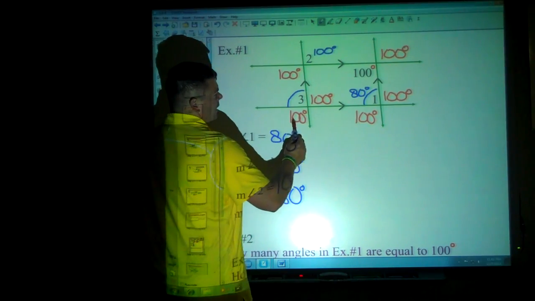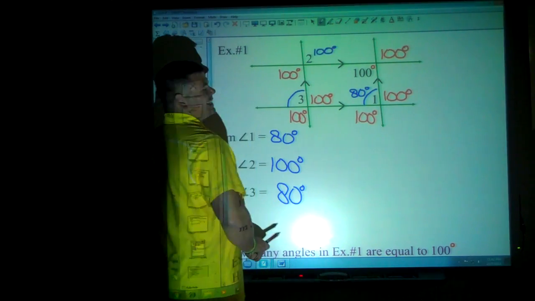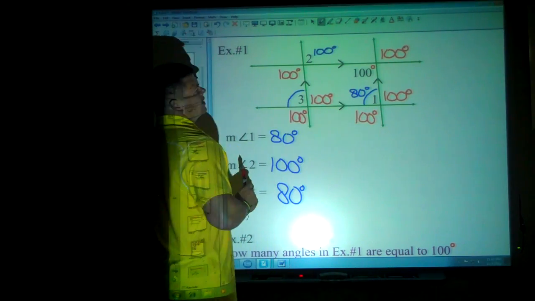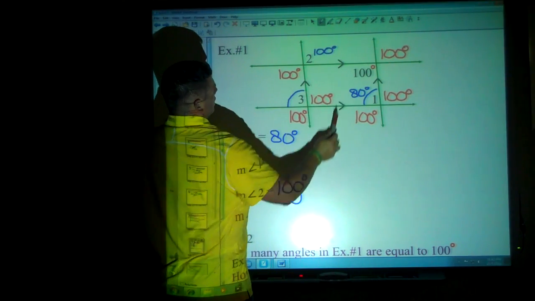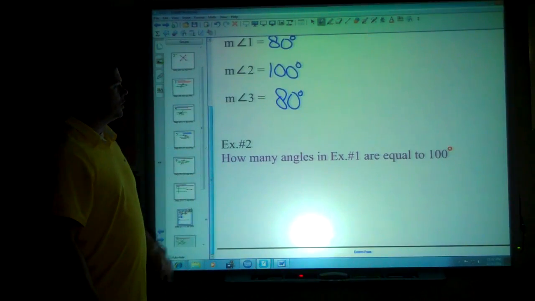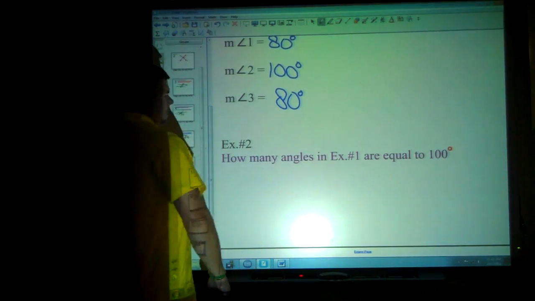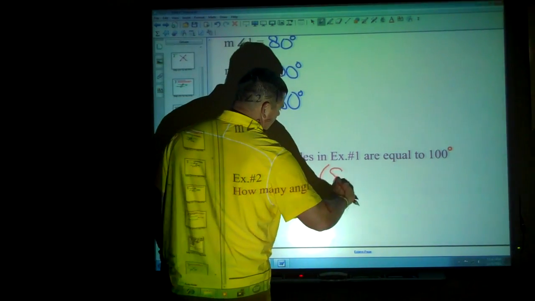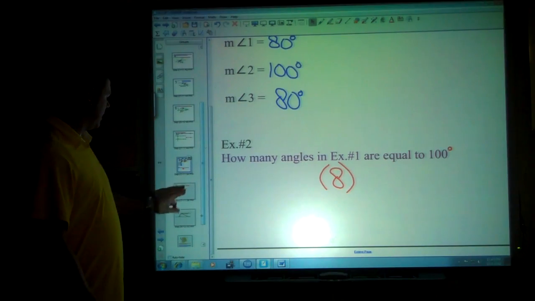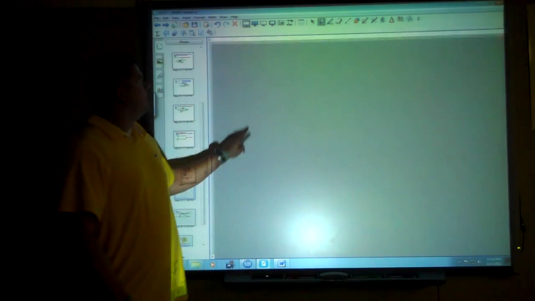This angle right here, and this angle right here, alternate exterior angles. This one, alternate exterior, alternate interior, alternate interior. So it says how many angles are equal to 100 degrees? We would say 8. 8 of them match up to be that value.